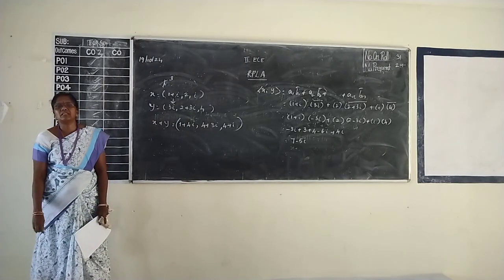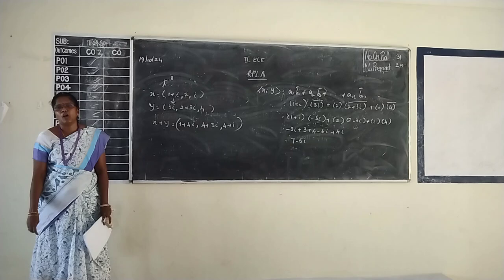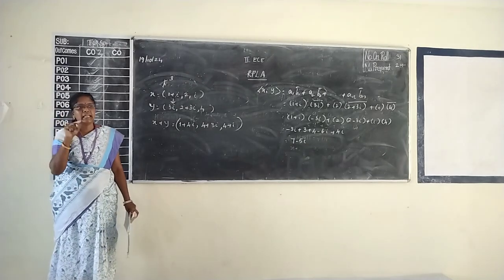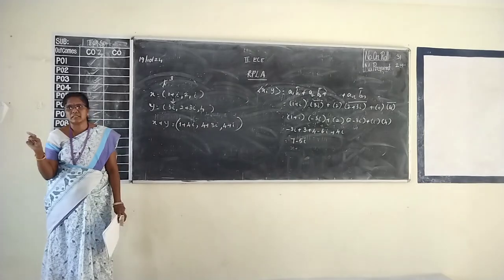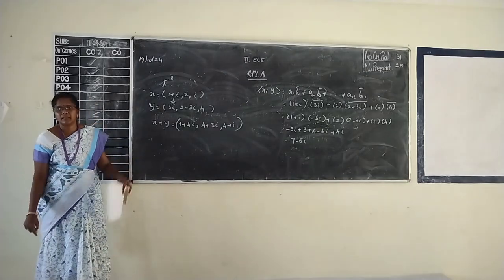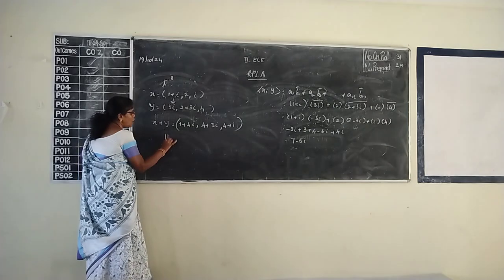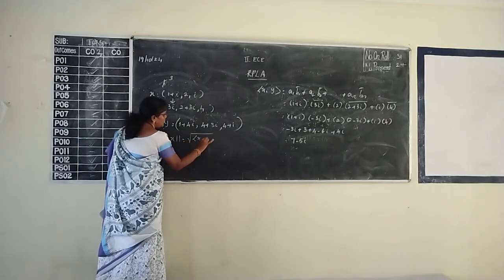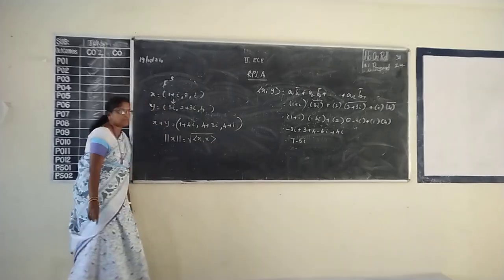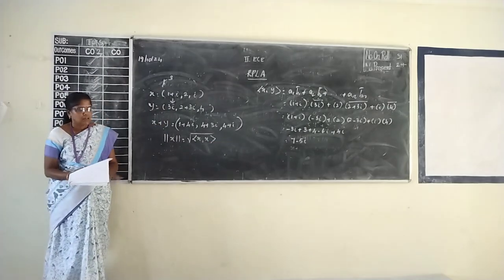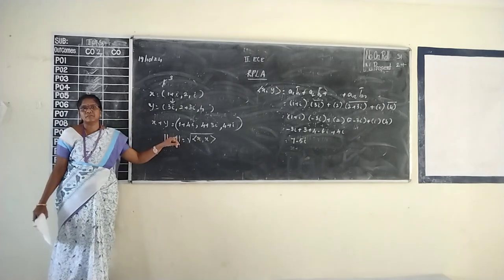Okay. Now what is the next one you have to find? What is the norm definition? Square root of inner product of x comma x. Here, instead of x, we are having x plus y. Right? Norm of x is equal to the square root of the inner product of x comma x.